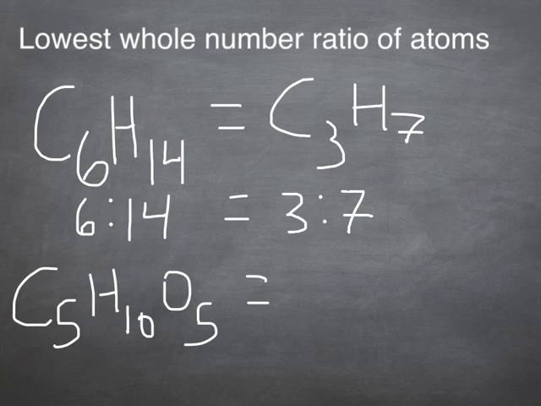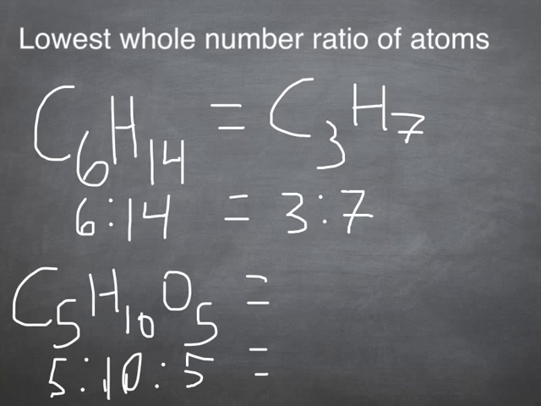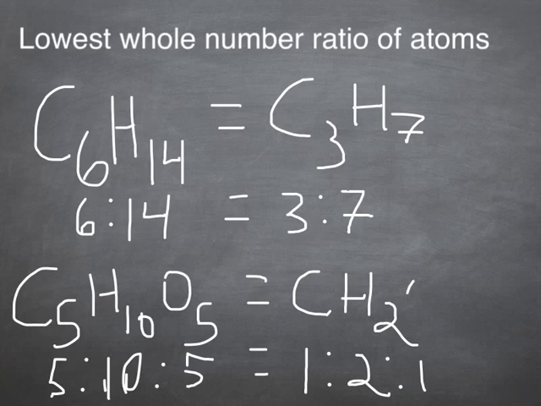Same thing for the next one. I have a 5 to 10 to 5 ratio. What can I divide that by? I can divide it by 5. So I'm going to have a 1 to 2 to 1 ratio. So CH2O is my empirical formula. Okay, so that's how you do that.